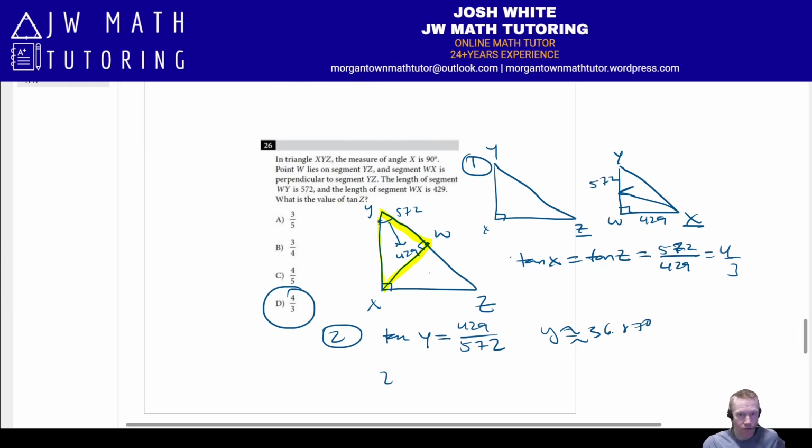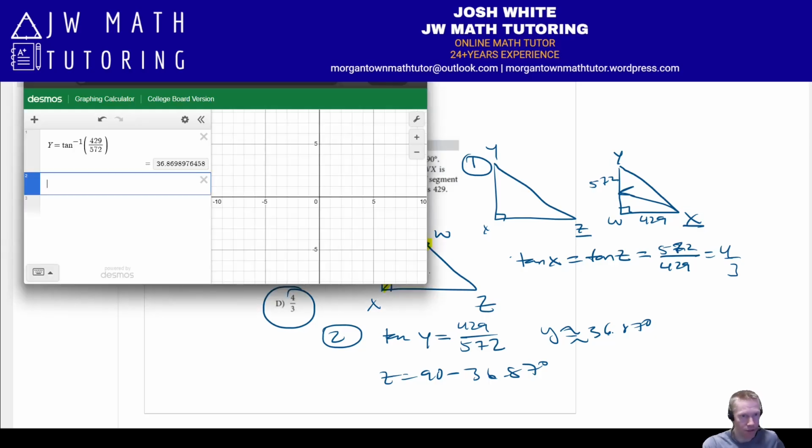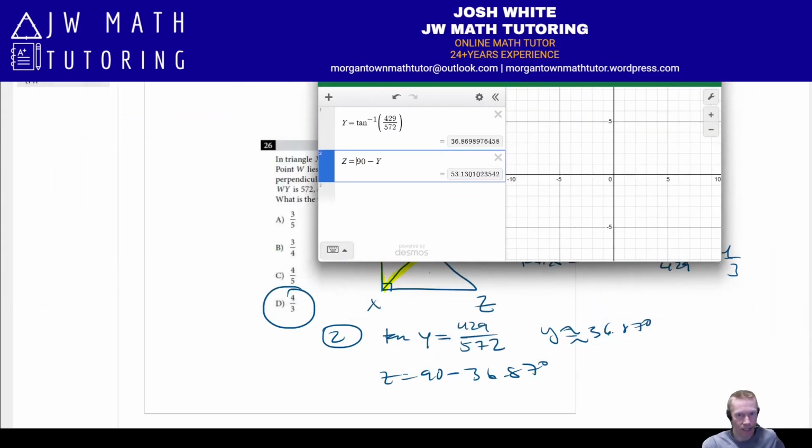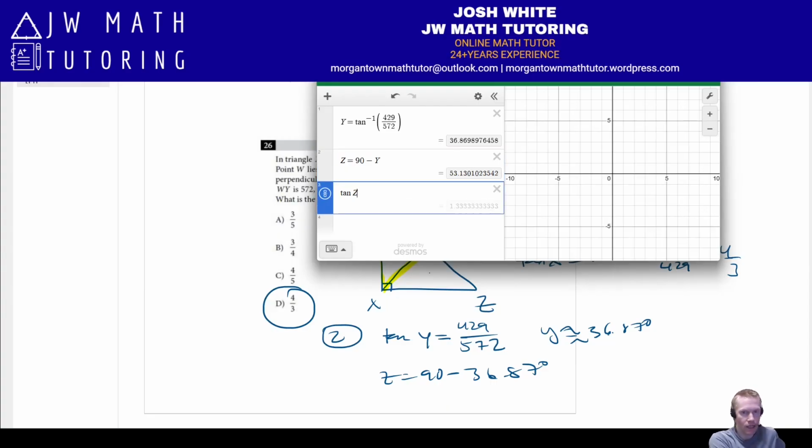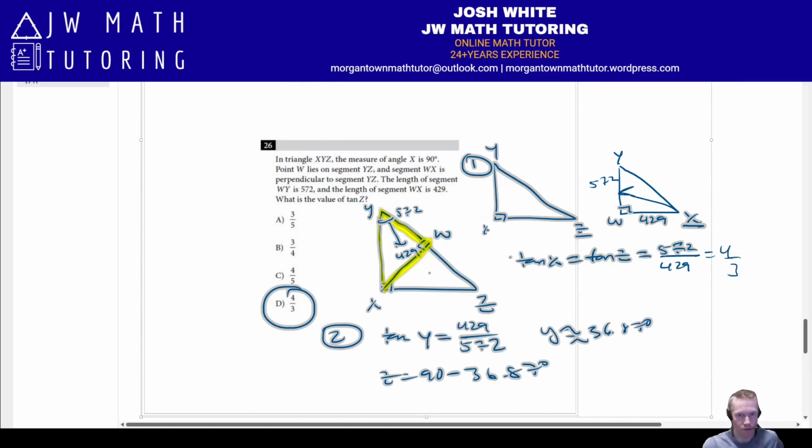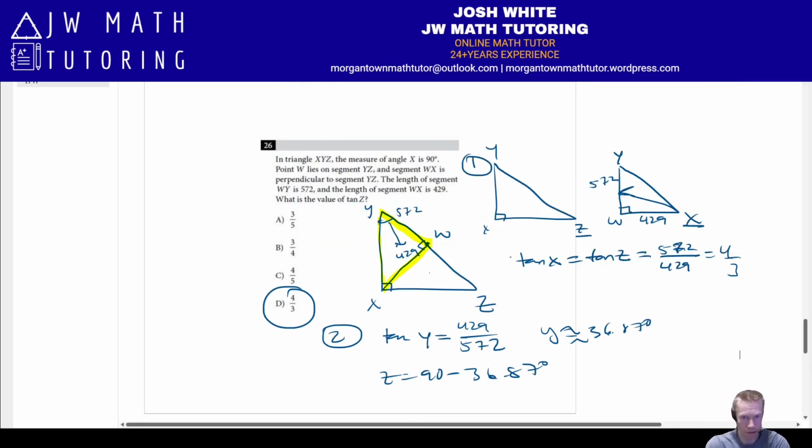That means z is going to be 90 minus that 36.87 degrees. Okay, so now I'll just go here to Desmos and I'll just do 90 minus y. Because I defined it as y, it carries over the exact value, and I'll say, okay, that's equal to capital Z. So z is 53.13 degrees. So now, what's the tangent of angle z? Tan z. Right there's my answer, 1.33 repeating, or 4/3. So that's an alternate approach, just using basic trig, that you could use as well. So decide which one you find easier.